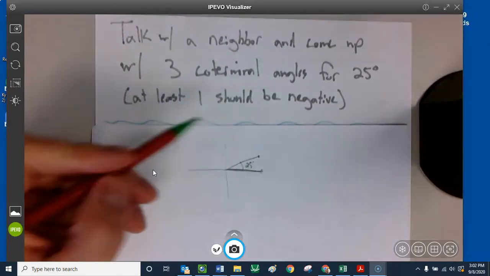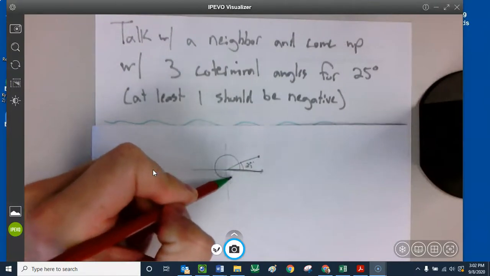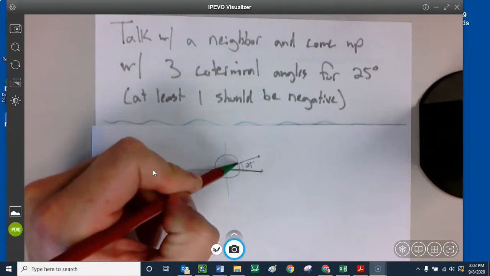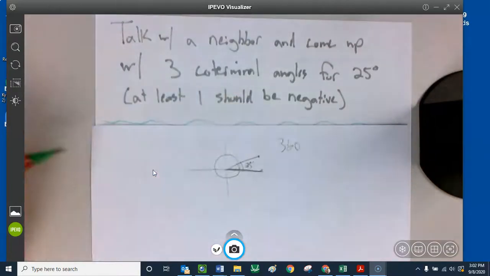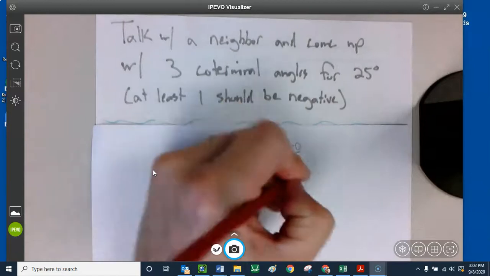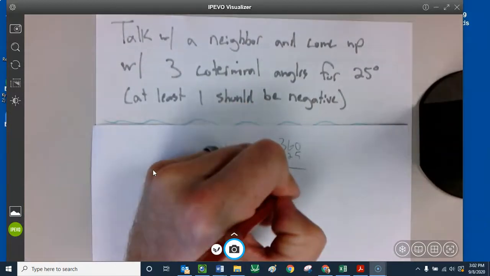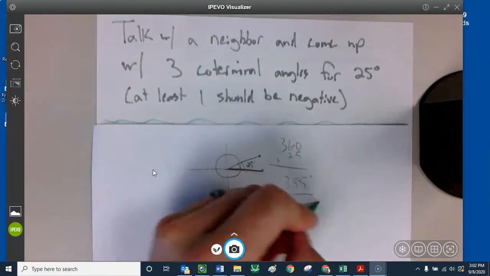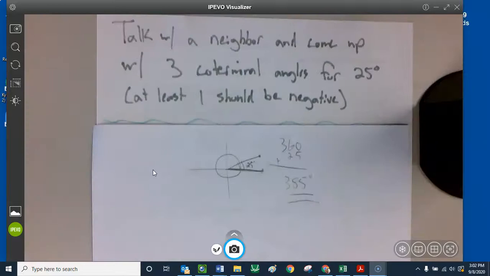Okay. One way we can think about it is we could just go all the way around the circle to begin with, 360, and then 25 more. So 360 and 25 more, that's just adding. That would be 385 is one. 385 degrees is coterminal with 25 degrees. They have the exact same starting point and ending point, but they're two different angles.